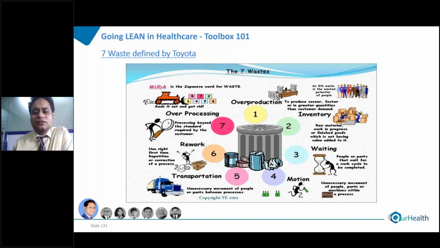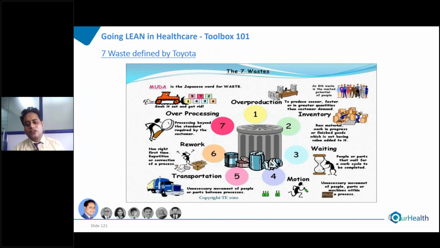The difference between motion and transportation: transportation is moving with the item, motion is moving without the item, here and there. Rework: a lot of rework is happening. In the sense of a quality or accreditation framework, rework means redos in lab and imaging, such quality indicators. Quality is doing everything first time right. If we are not doing anything first time right, it all becomes rework.